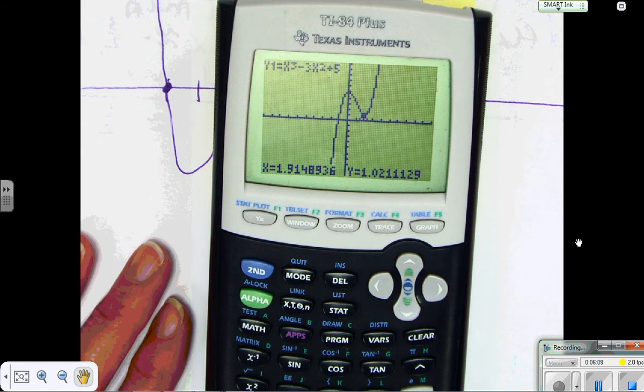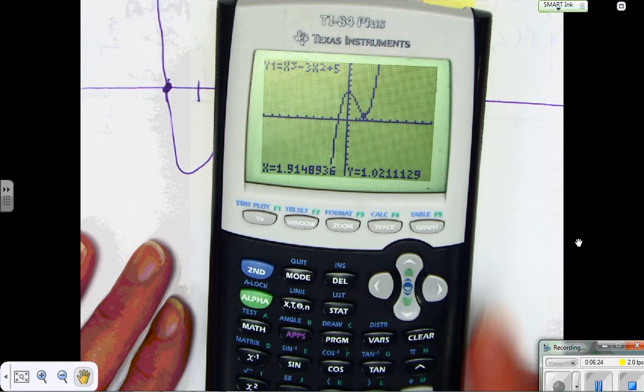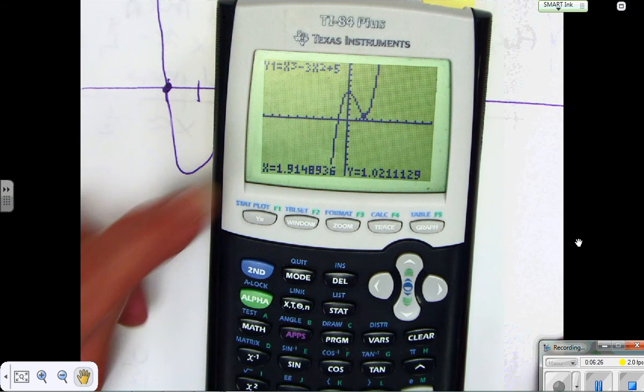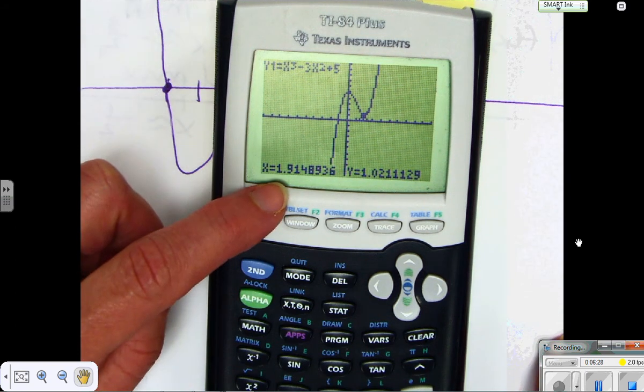Now your values might not match exactly my values. So when we're reading the answers off tomorrow in class, as long as it's close, you're fine. Don't worry about it being exactly what the book has, okay? So this relative min is where x is about 1.91. They want you to round to the nearest hundredth. Okay?